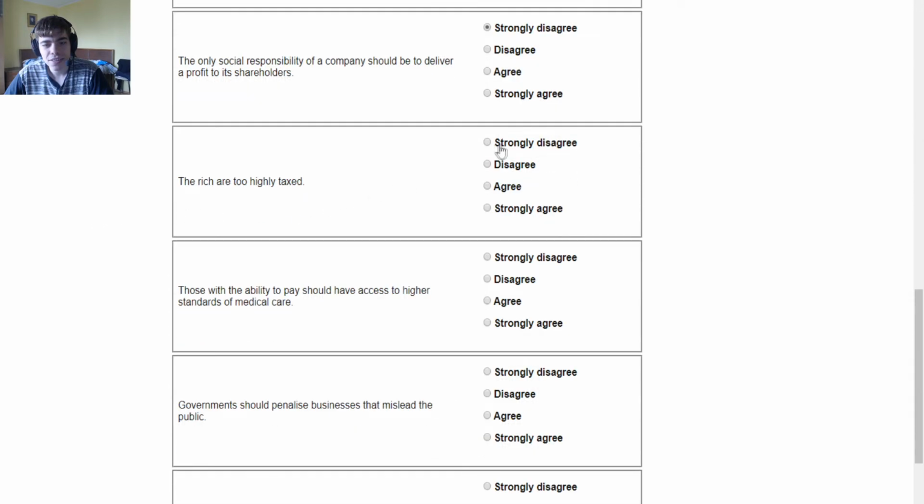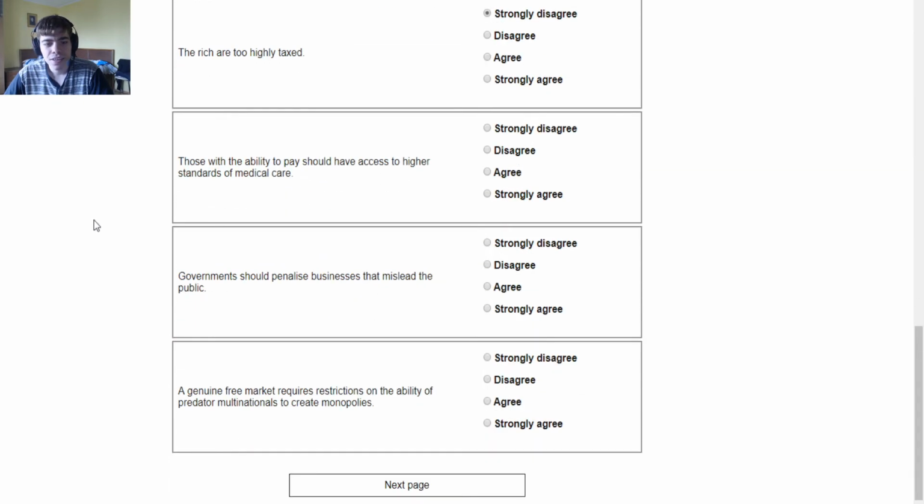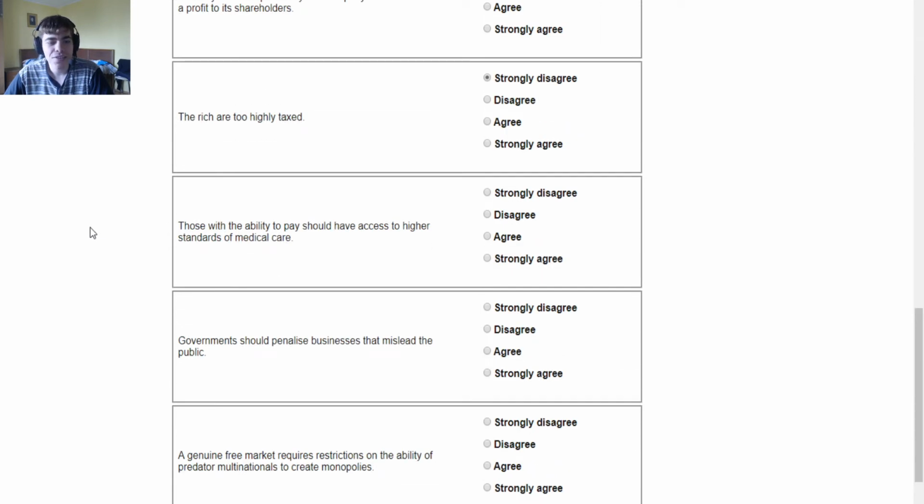The rich are too highly taxed. I don't think so. They are taxed higher, depending on the country, sometimes much higher. I mean, maybe if I were in, I don't know, Switzerland or Sweden or countries like that, that place would be just a slight disagree. But in my country and in the United States, they could be taxed easily more.